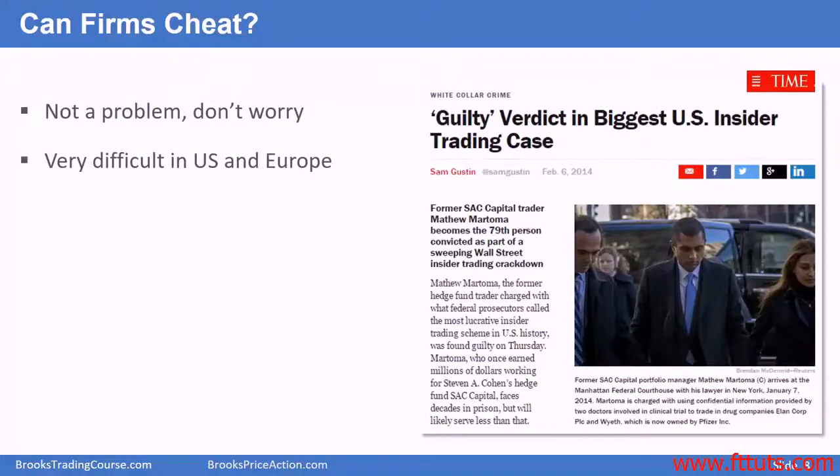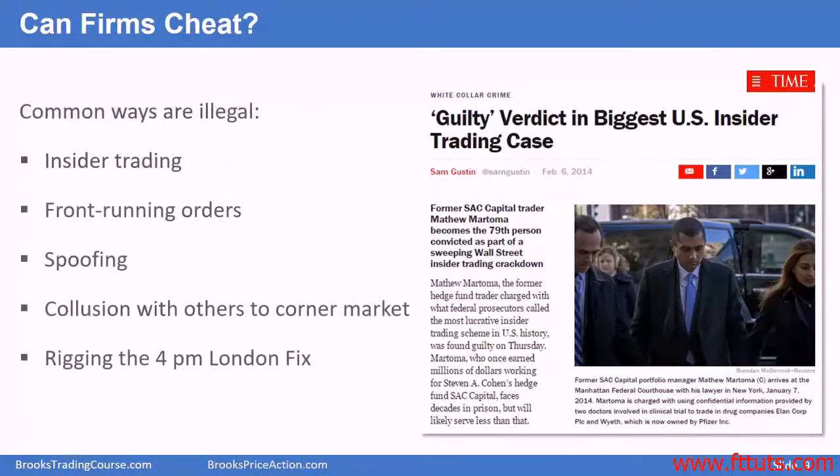Every now and then on the news, you'll hear about some big cheater getting arrested and tried and convicted. And that obviously creates the question, can firms cheat? Can they steal my money? The United States markets, all the United States major markets, the stock markets, the bond markets, the Forex markets, everything is closely regulated and it's not a problem. Even though you occasionally hear about big insider trading cases or spoofing cases or market manipulation cases, it has nothing to do with you and me, and it's not going to cost you any money.